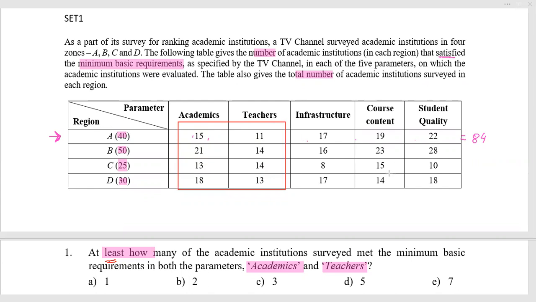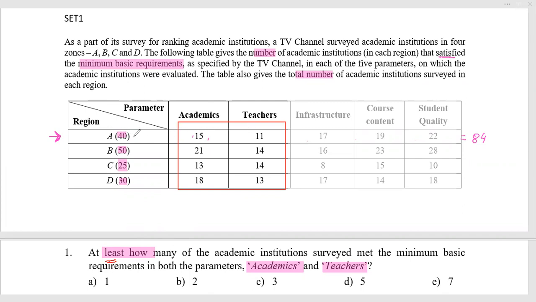I am not at all interested in the part given here. This part is not in our picture. We will not at all consider this part. Okay. Now, please try to understand what it has mentioned. At least, that means the minimum number of institutions, those who are satisfying both of it.